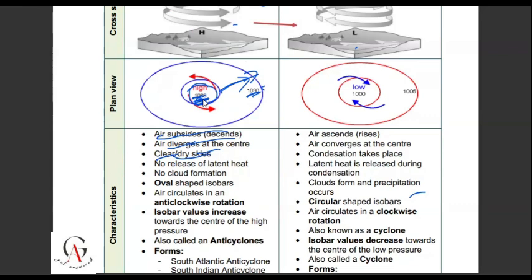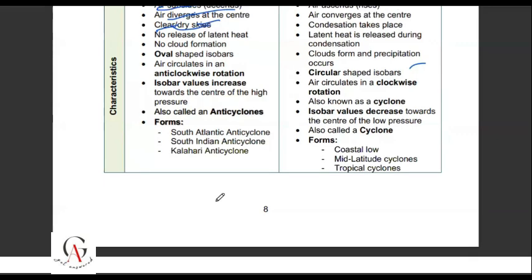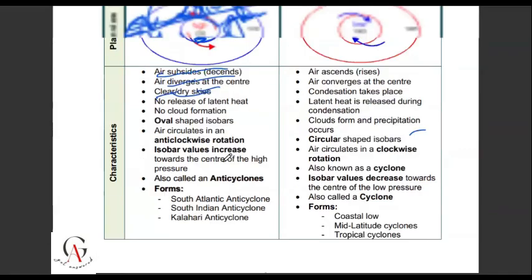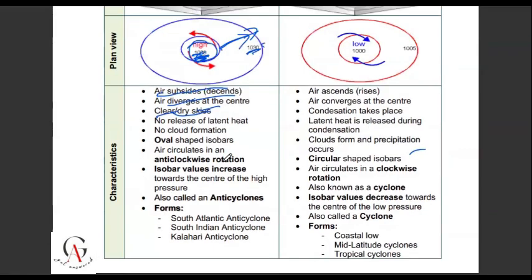Right, and it's called anticyclones. We've talked about that. We have three typical subtropical anticyclones that affect the weather system in South Africa. On the west, we have the South Atlantic, on the east, the South Indian, and over the interior, we have the Kalahari anticyclone, or the Kalahari high pressure cell. Those are the three typical anticyclones that affect South African weather.